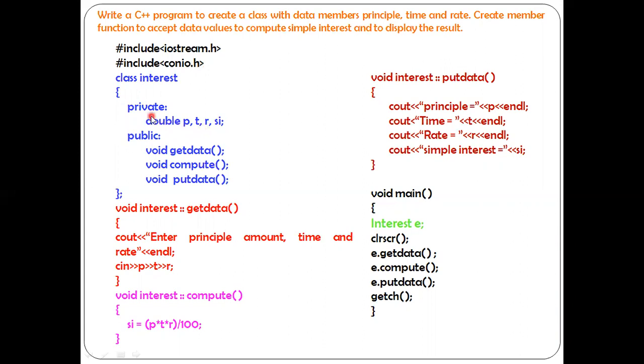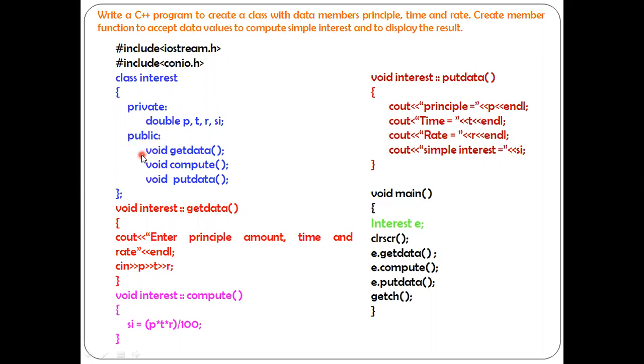There you can see private is an access specifier, colon. In the next line, the 4 data members are separated by what? Comma: P, T, R, and SI. These are the 4 data members of type double precision. Principal, time period, rate of interest, and SI. These are the data members of which class? Interest class. In the next line, public colon.